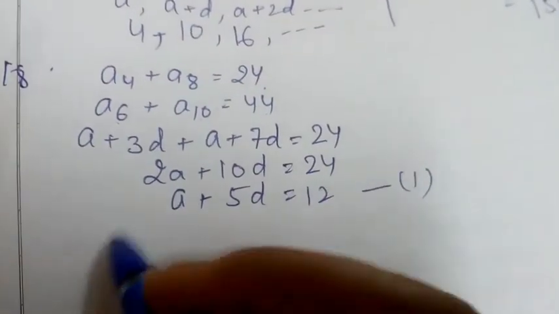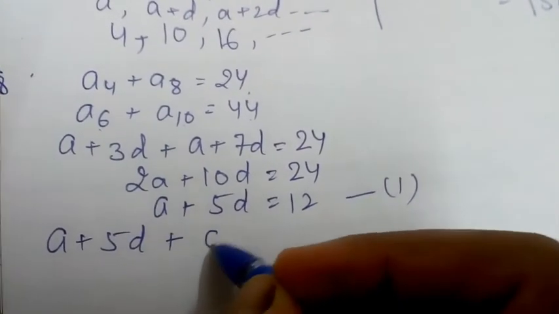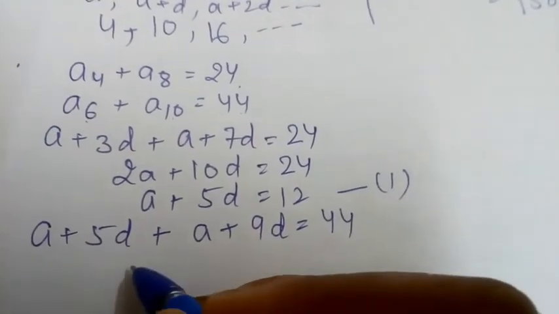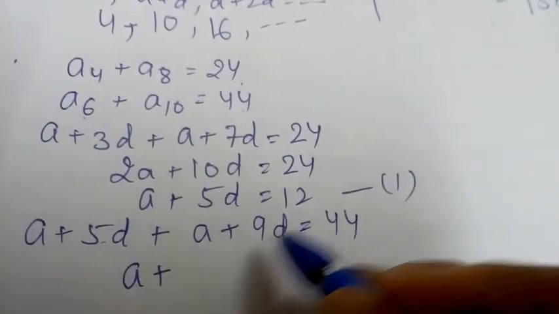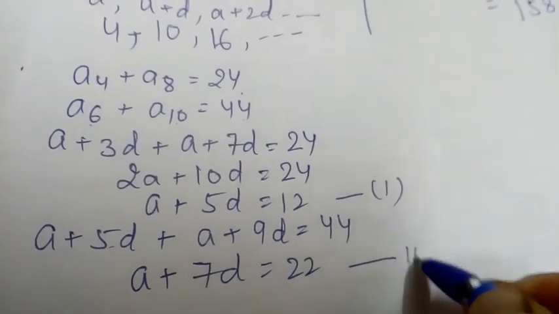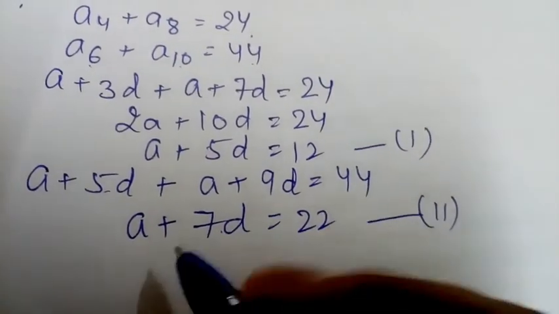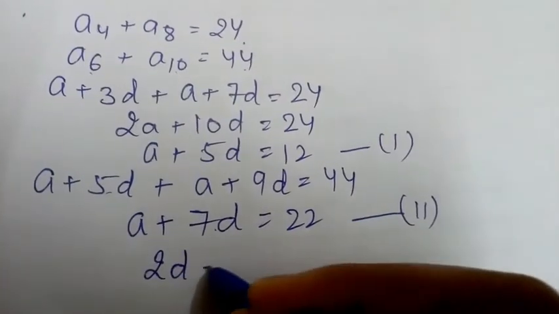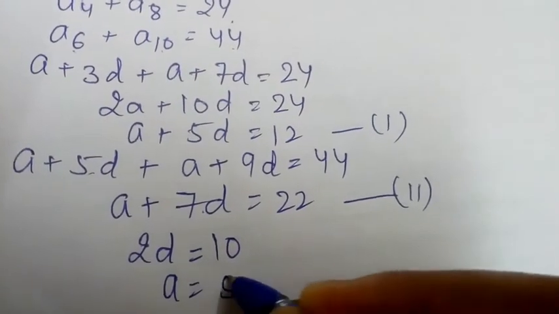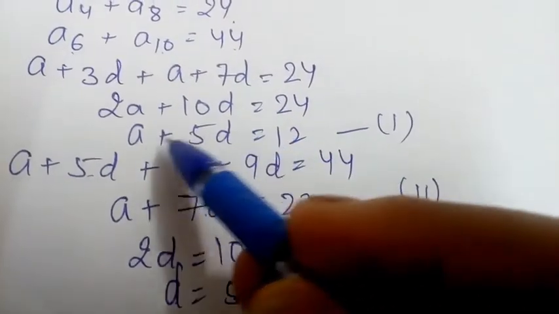And second, a plus 5d plus a plus 9d equal to 44. 2a plus 14d equal to 44, and it means a plus 7d equal to 22. These are the two equations. Subtracting first from second, we get 2d equal to 10, d equal to 5. Put the value of d in any one equation.